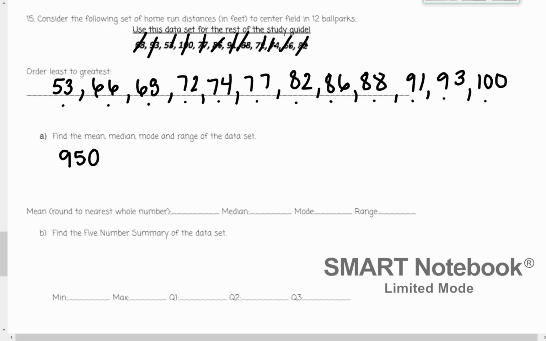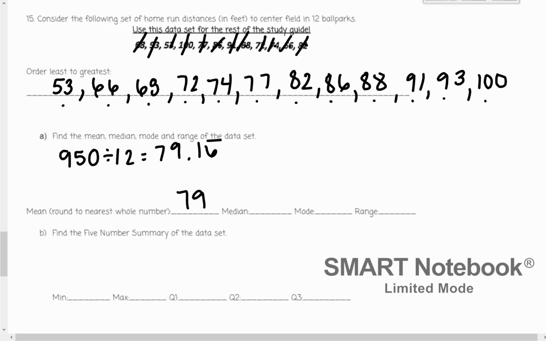I always like to add them up twice just to double check. So I'm going to do that. And I got 950 again. Then I'm going to divide that by how many numbers I have in my list, which is 12. And I'm going to get 79.16 repeating. I'm going to round to the nearest whole number. So 79.1 tells me to round down to 79.